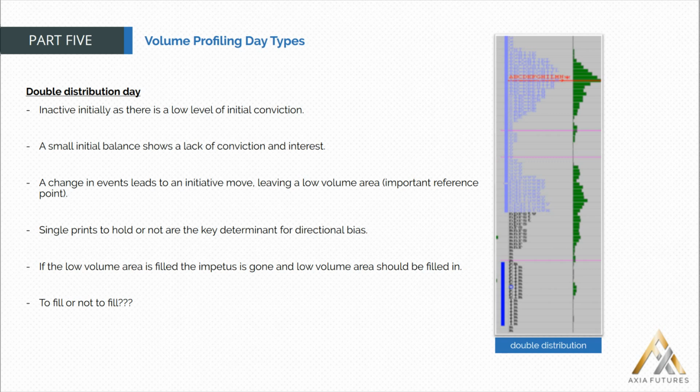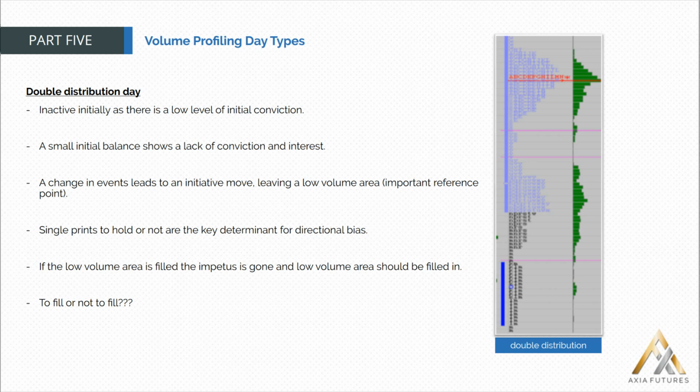So initially, the market is quite inactive as there's a low level of conviction. In other words, there's very little conviction to either move up or down. Note then, we also do have a relatively small initial balance, and this is again an early identifier of a lack of conviction and interest in the market. But a change in events, whether it may be fundamental, whether it may be technical, or maybe a large order comes into the market, this suddenly creates initiative. And it's this initiative that breaks us out of the initial range.